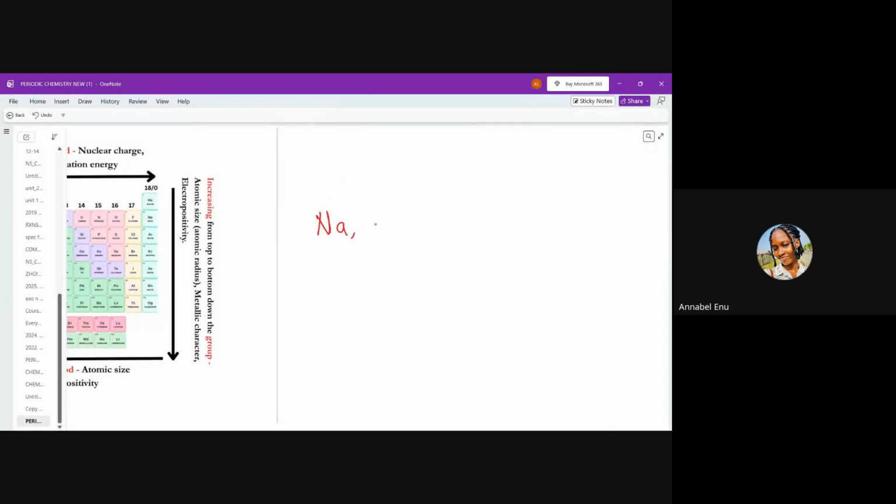We have something like sodium, then let's say we have boron, let's say we have calcium, let's say we have sulfur and oxygen, and they tell you to arrange this in terms of increasing electronegativity. So someone should tell me which is going to be the most electronegative here in terms of increasing electronegativity. Oxygen. Oxygen, very good.